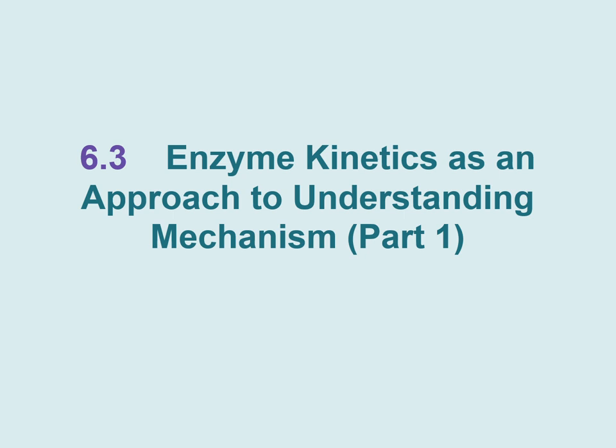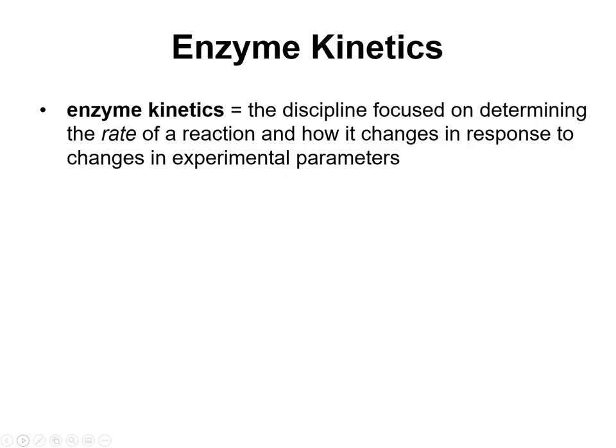Now we're going to get into some enzyme kinetics, and we're going to break up this part into 2 sections. So this is the last part that we're going to cover for this lecture. Enzyme kinetics is just studying the rates of reactions and how those rates are affected by changing experimental parameters. So you can change pH, you can change substrate concentration, you can change temperature. All of those things you can experimentally control and study the rates of reactions.